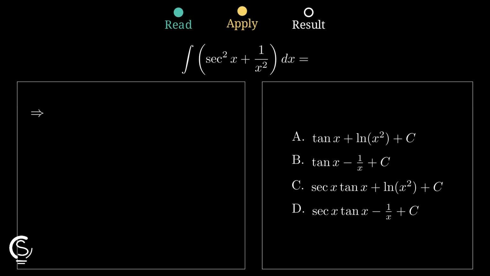The antiderivative of secant squared x is just tangent x, because the derivative of tangent is secant squared. That is a standard trig rule you should definitely memorize for your exams.